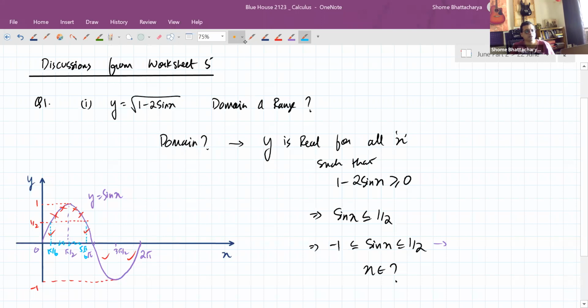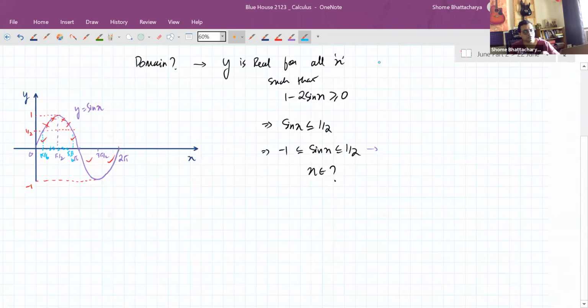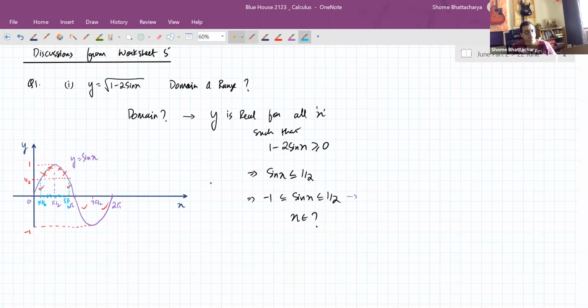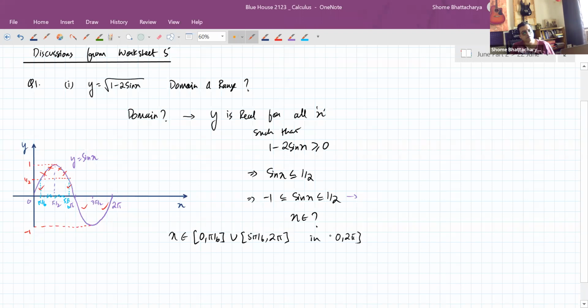So this is showing us here that x's values in the fundamental domain between 0 to 2 pi, x is okay between 0 and pi by 6, but then we should remove the part between pi by 6 and 5 pi by 6 and take the rest of it again. So this is in 0 to 2 pi.